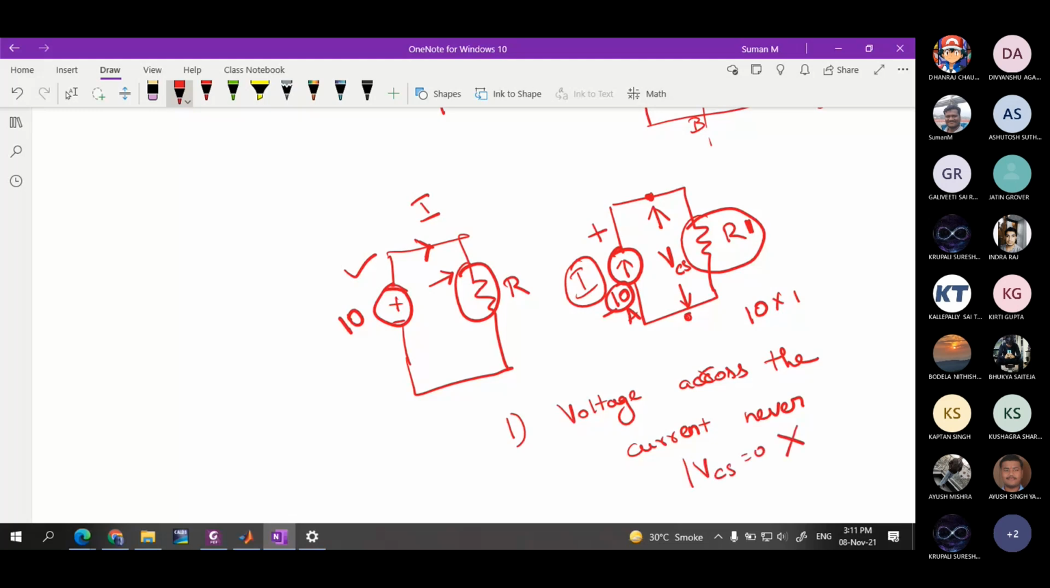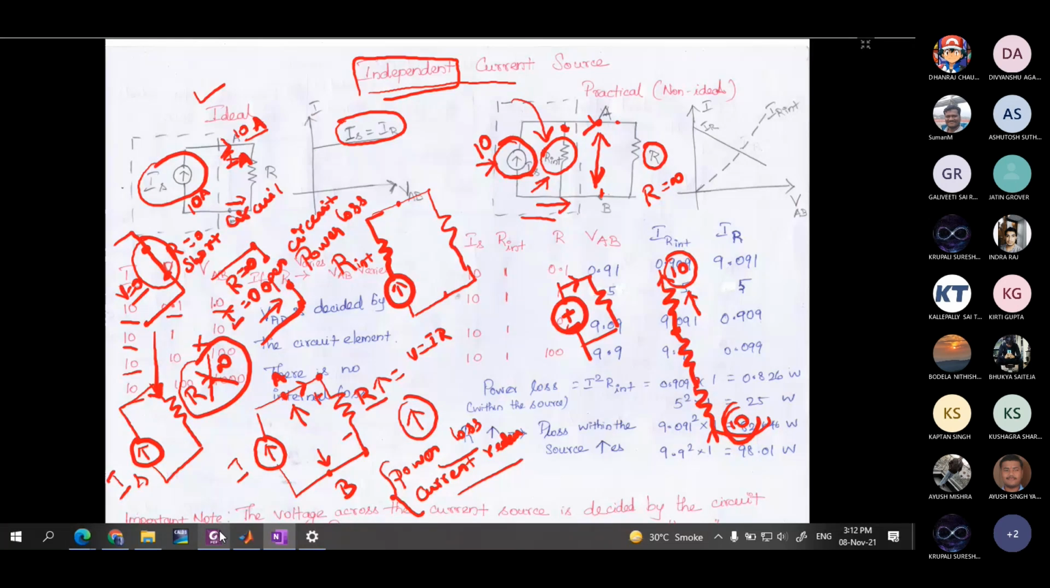The voltage across the current source is not zero. The voltage across the current source is decided by the external element. Similarly, the current coming out of the voltage source is decided by the external element. Is that clear? The voltage across the current source is not zero. It depends on the external element connected to that circuit. Is that clear? Yes, sir. Yeah, so that you make it clarified.